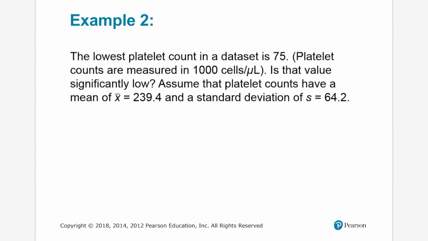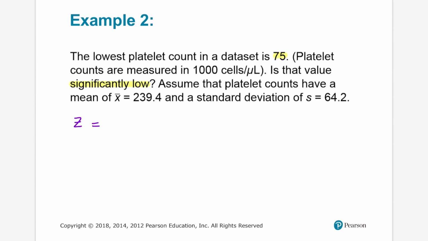Example 2. The lowest platelet count in a dataset is 75. Is that value significantly low? Assume that the platelet counts have a mean of 239.4 and standard deviation of 64.2. So they're asking if this 75 is significantly low. And your answer is yes or no, right? So what you are going to do is you are going to find the z-score for 75. If the z-score for 75 is -2 or less, then 75 is significantly low.